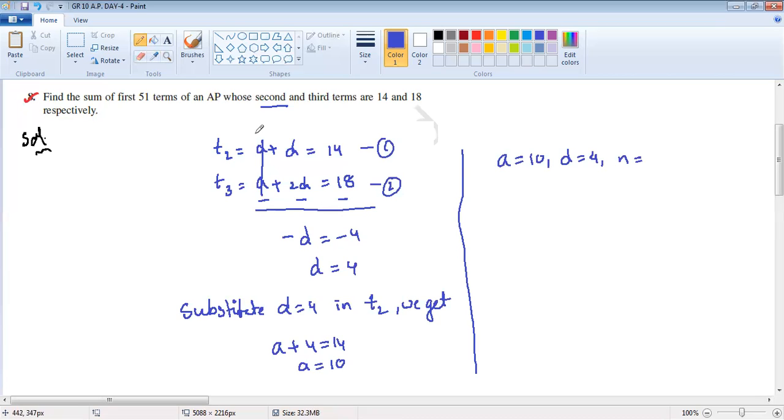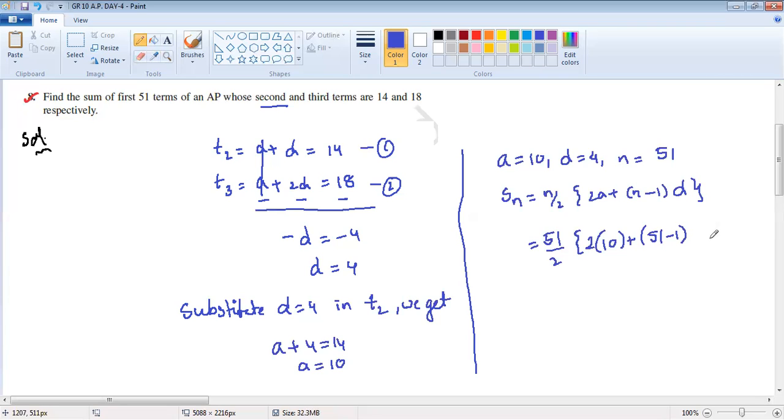And we know the N value is also 51. So the formula we can use is Sn is equal to N by 2 into 2A plus N minus 1 into D. As N stands for 51, it is 51 by 2 into 2 into A, which is 10, then 51 minus 1 and D is 4. So 51 by 2 into 20 plus 200, then 51 by 2 into 220. So 2 ones are 110, so multiply 51 into 110.